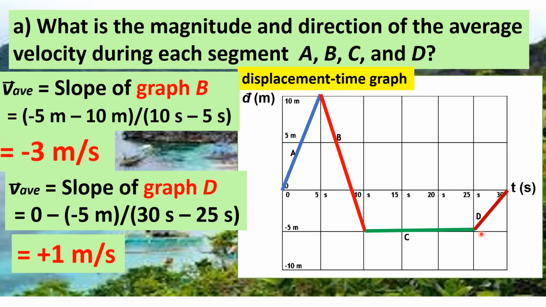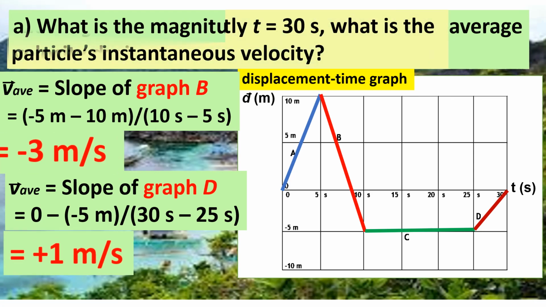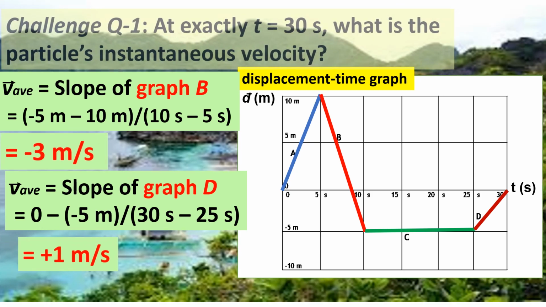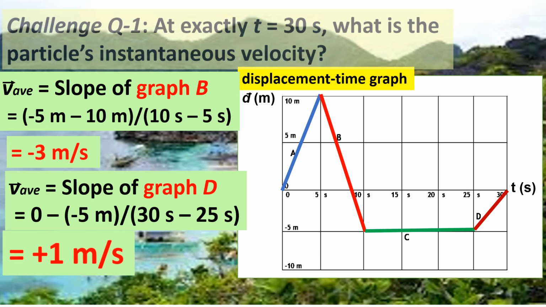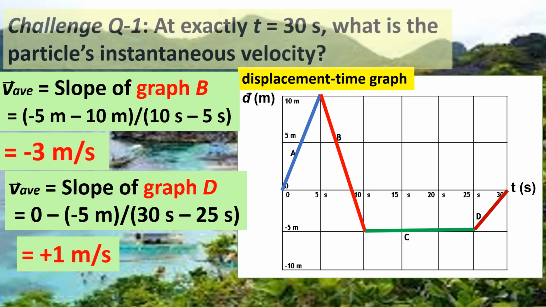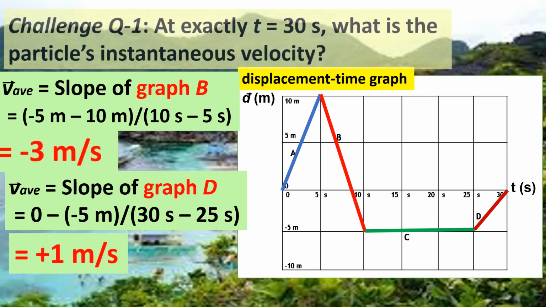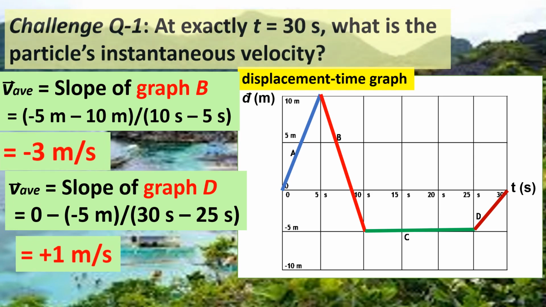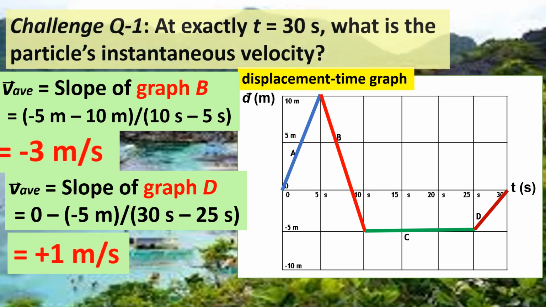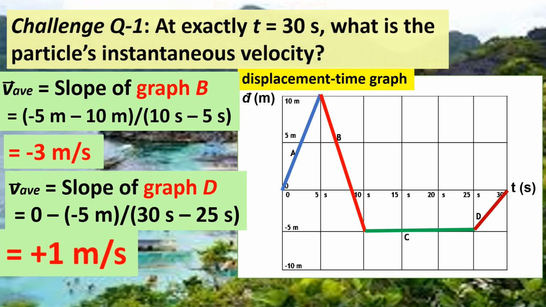Now, we have a challenge question for you. At exactly time equals 30 seconds, that means at that instant, 30 seconds, what do you think is the particle's instantaneous velocity? If you know the answer, drop it in the comments section.